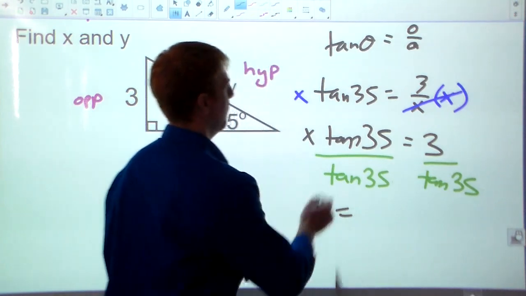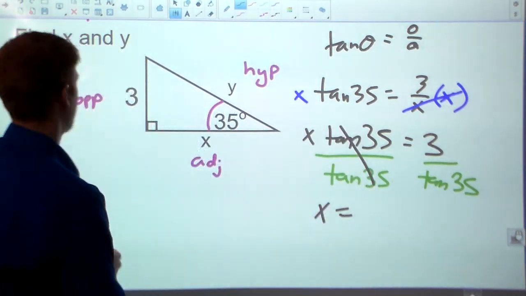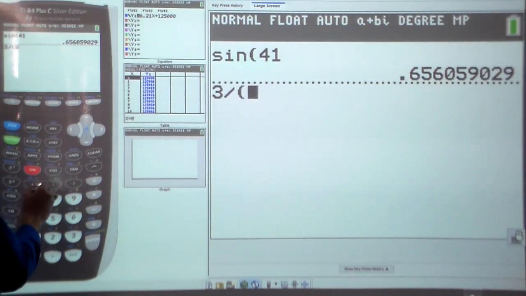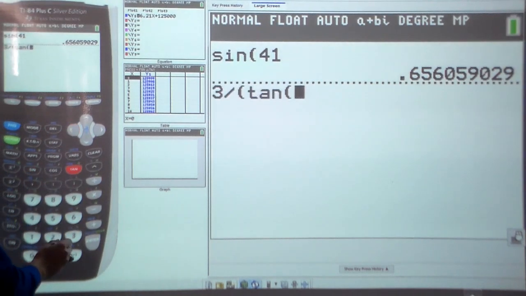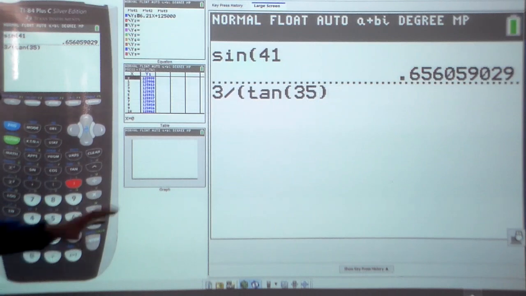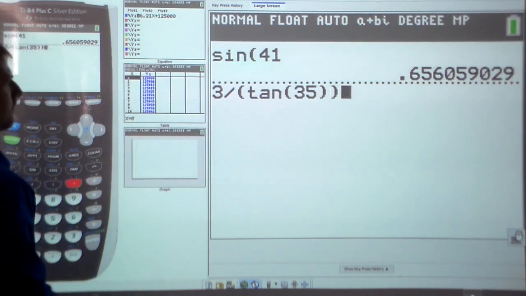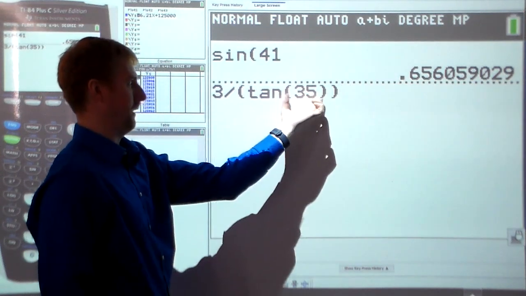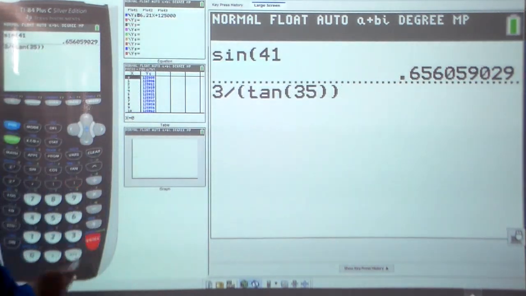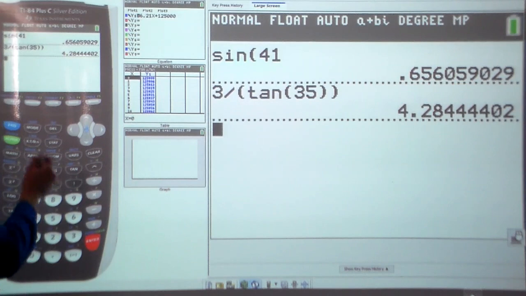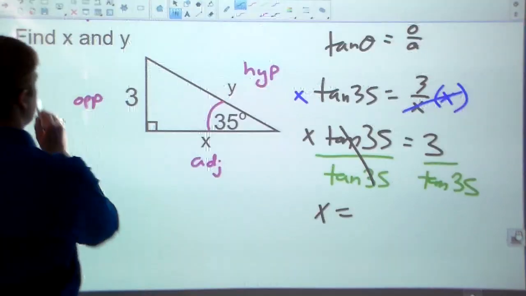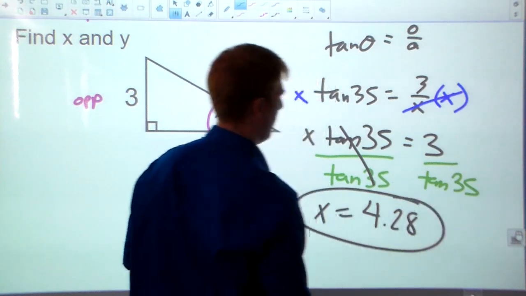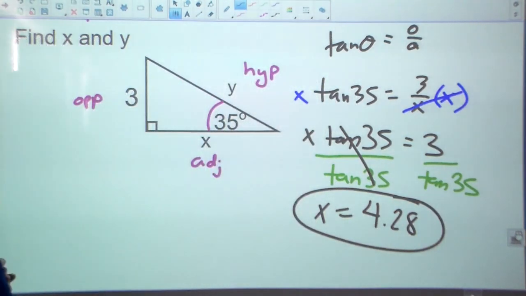And that should do it. So 3 divided by tangent of 35. I'm going to put that in parentheses just to be sure I don't mess anything up. Give it some extra parentheses because, remember, you have to take tangent of something, so it opens parentheses for you. So 4.28. Okay, and that is our x value.